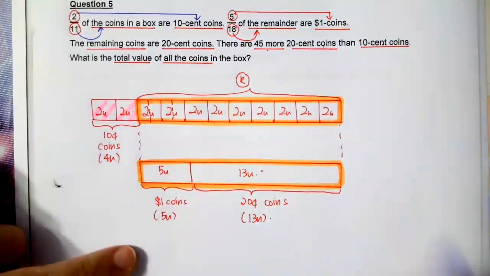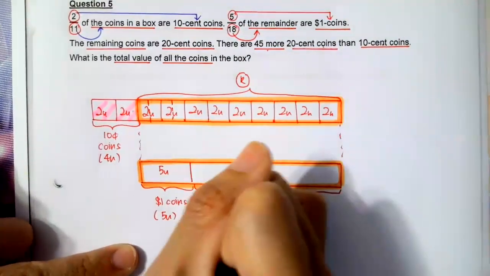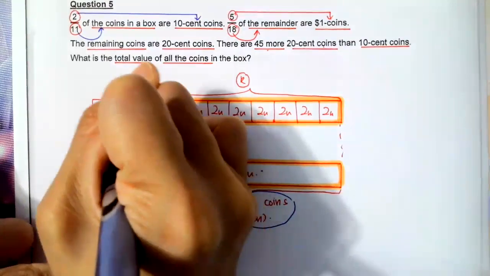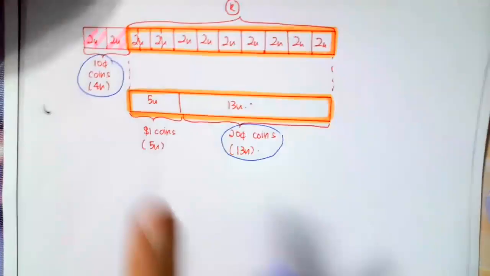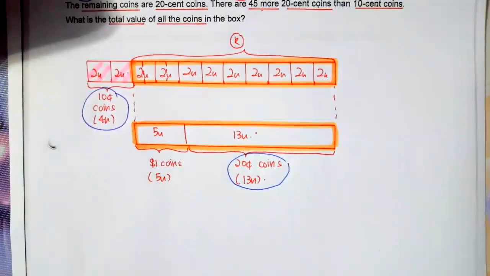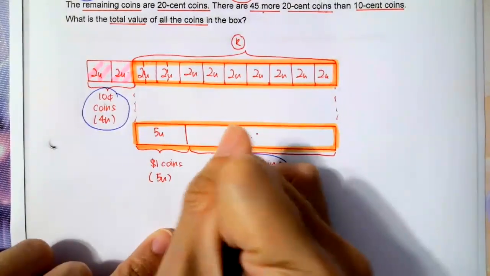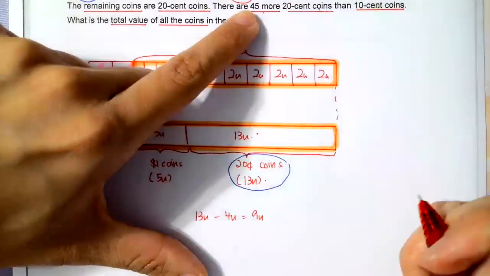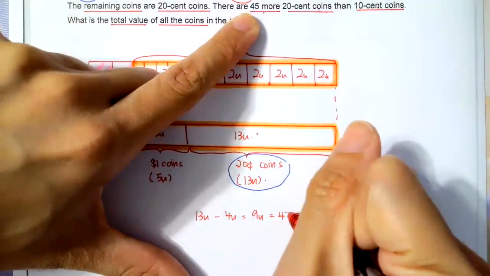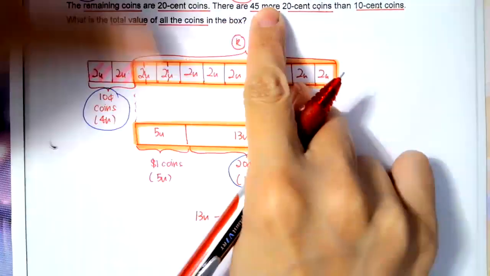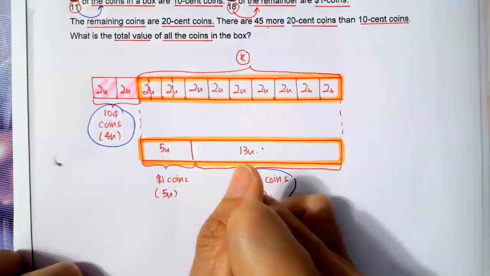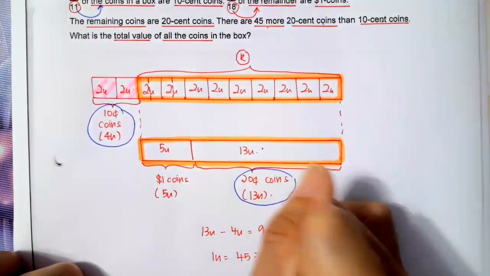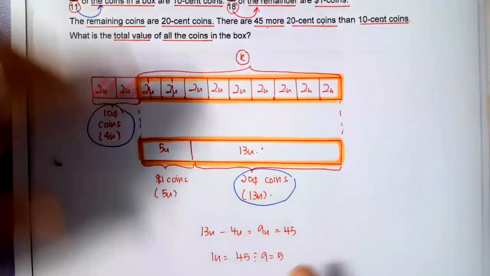So I'm comparing 20-cent coins and 10-cent coins. So please circle it so you know which one you're comparing. So I'm going to take 13 units minus 4 units, that would be 9 units. 9 units will represent a difference of 45 coins. So 1 unit would be 45 divided by 9, which is 5 coins, okay?